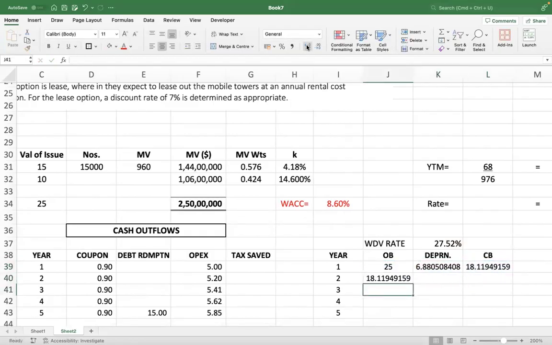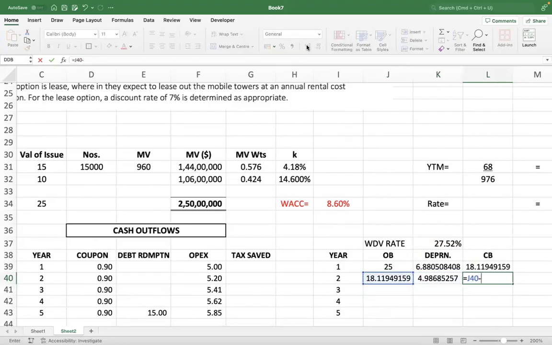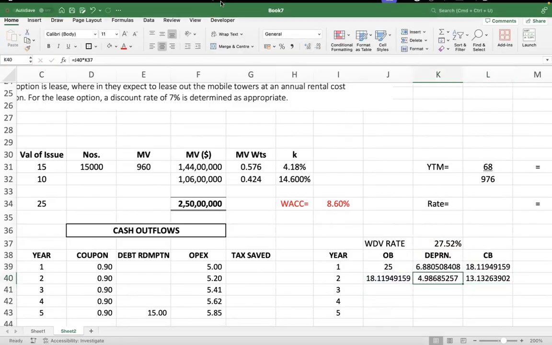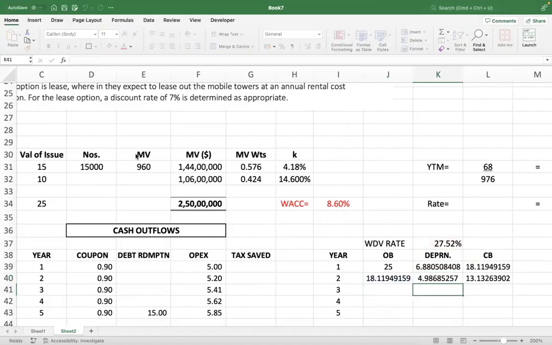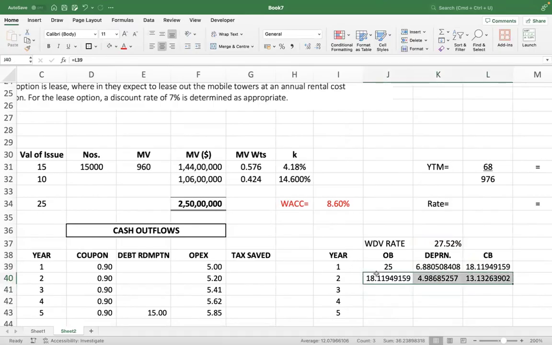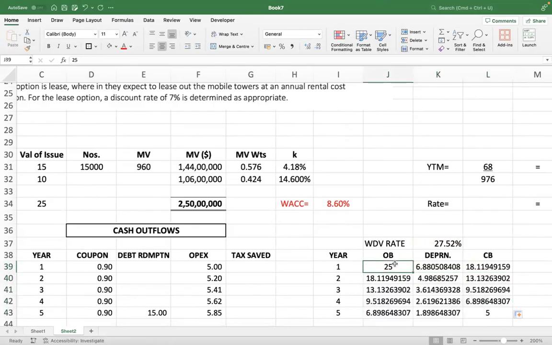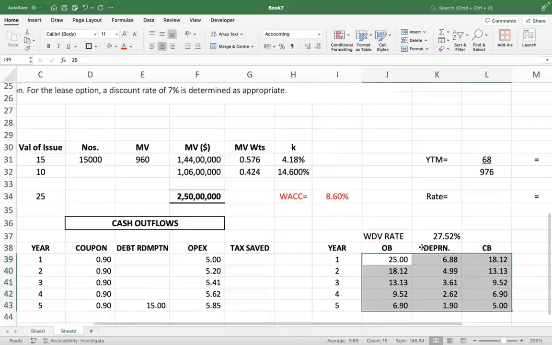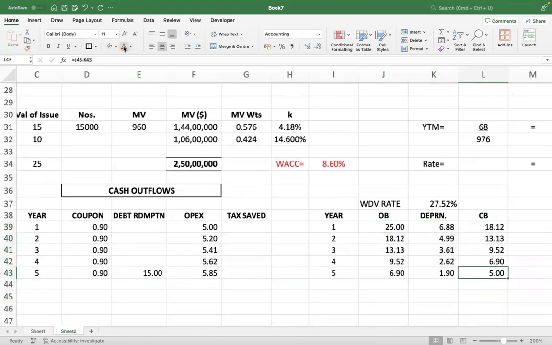This again becomes your opening. इसके ऊपर again you're going to take 27.52, and again this minus this will become your closing. And you will repeat this exercise for how many years? For 5 years. I'm going to repeat this exercise for 5 years. And ये देखो, what is the value that you are seeing here? $5 million, which is the salvage value, which means that the WDV rate of depreciation was correct.